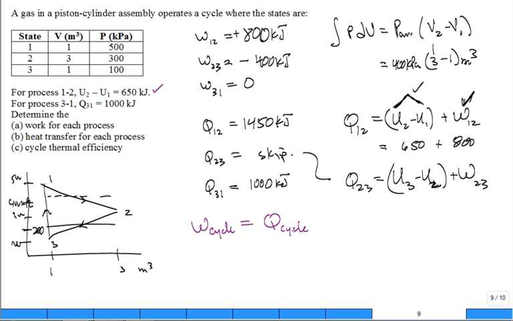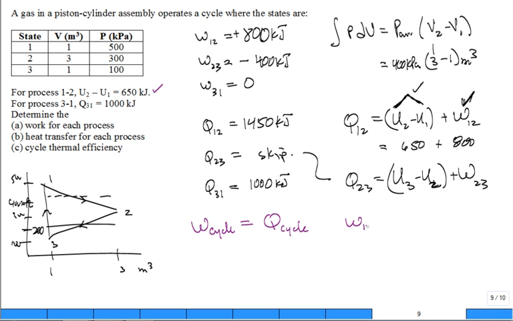That's how it's related, the way I wrote it. So the magnitude of the work net out of the cycle is equal to the net heat in. How did you get that? Okay, well, do this. Write the first law for the whole cycle.